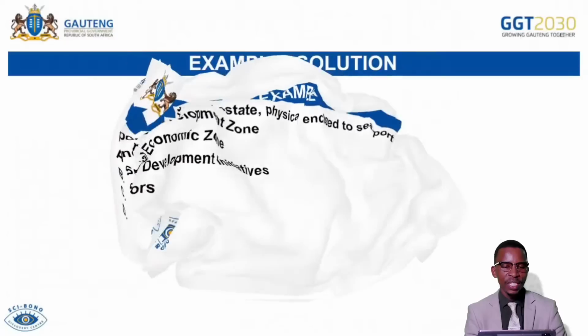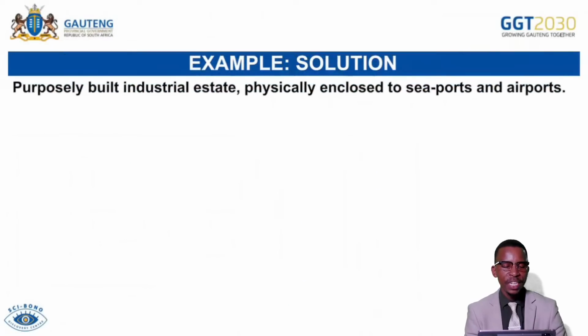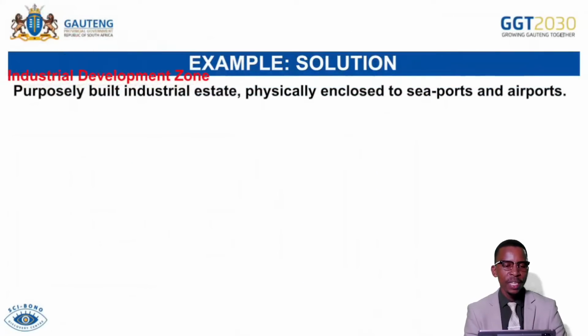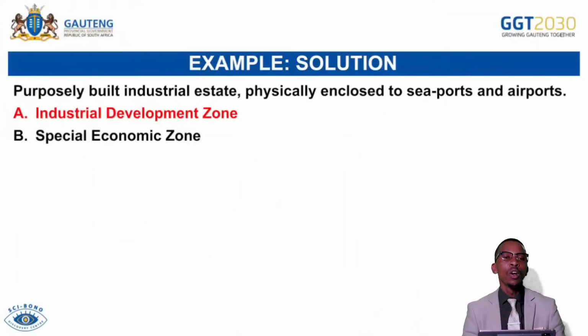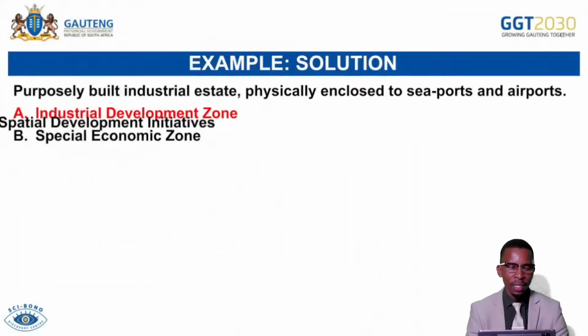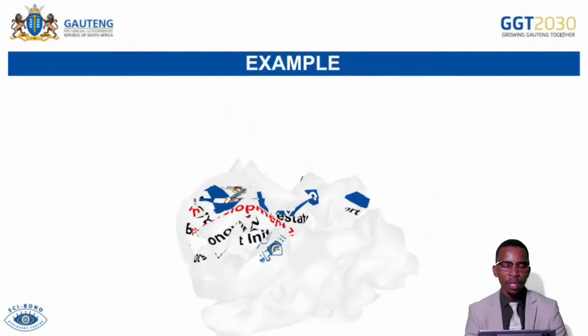So we check, our answer is written in red in there. So purposely built industrial estate, the answer will be industrial development zones, or IDZ. So you know the definition from scratch. So you know it's linking automatically in there. Then you give your answer. As for choosing the correct letter, the letter is A in there. And then we go further to the next example.